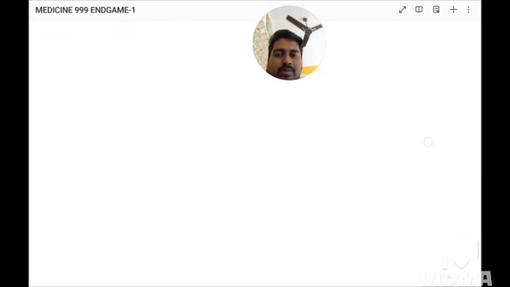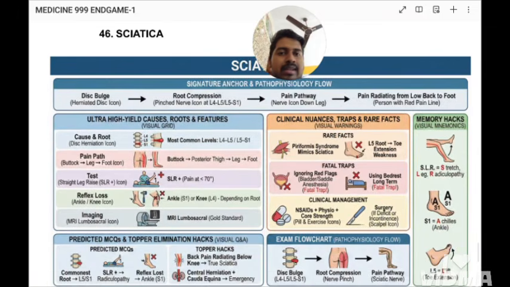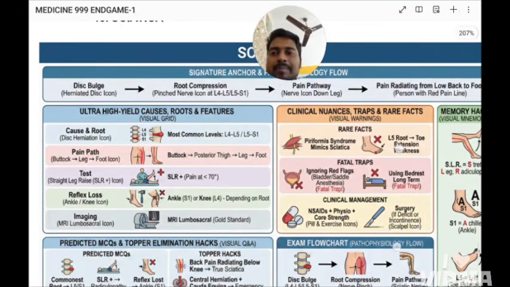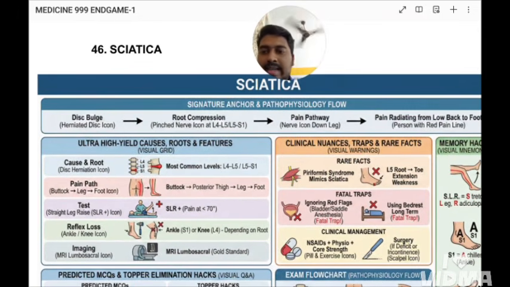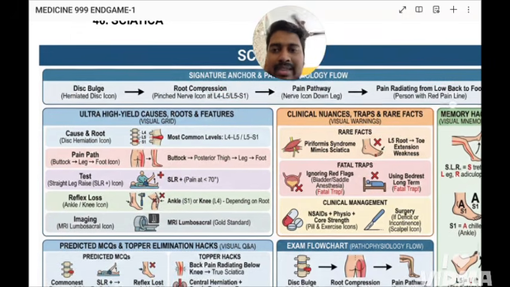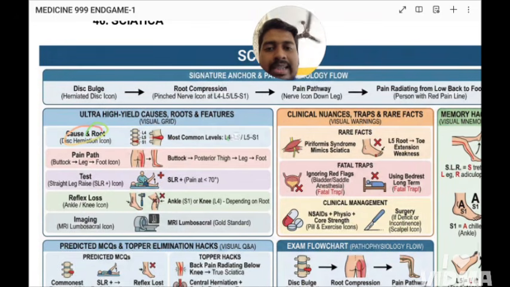So let's move on to the next topic, that is sciatica. Commonly asked question in orthopedics. So basically what happens is there is some problem at the disc level, the vertebral disc, as a result of which there will be root compression. Basically the root compression is at lumbar 4 and 5 and sacral 1, and then there will be radiating pain towards the leg because of sciatic nerve compression. So first is disc herniation, commonly at these levels.